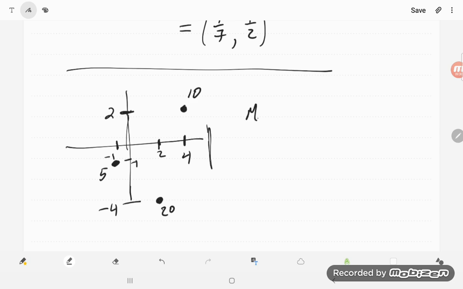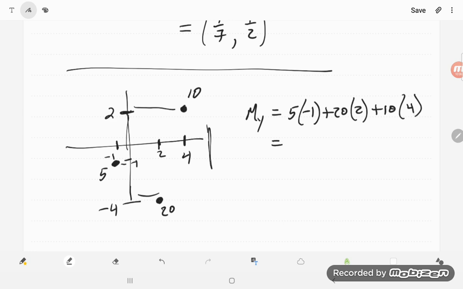First, we want an m sub y, and that's for our x's, and again we're looking at these distances. So I have a 5 times -1 plus a 20 times 2, and 10 times 4. I'm looking at all those horizontal distances when I do m sub y. And so I get 40, and 40 is 80, minus 5 is 75.